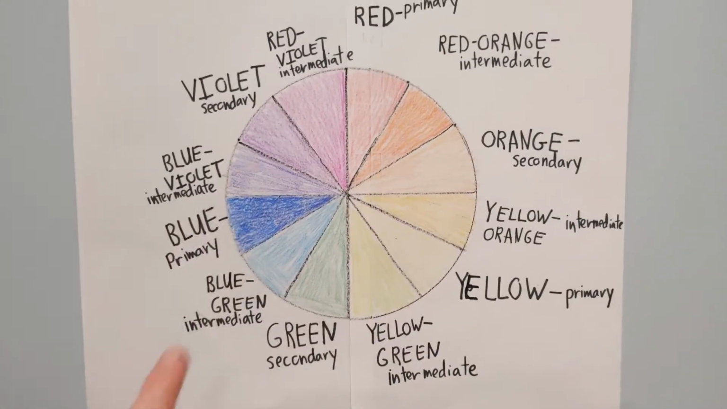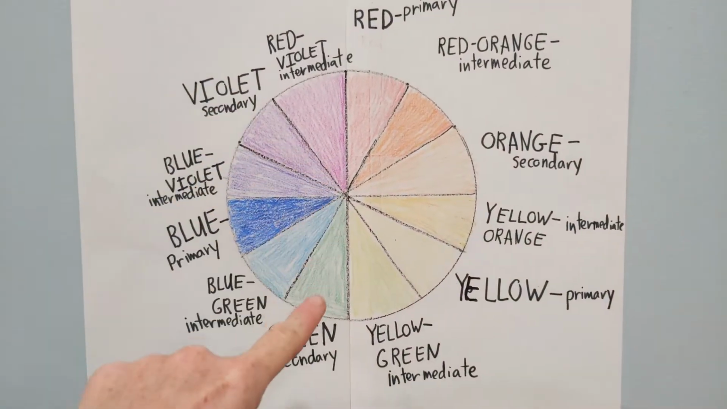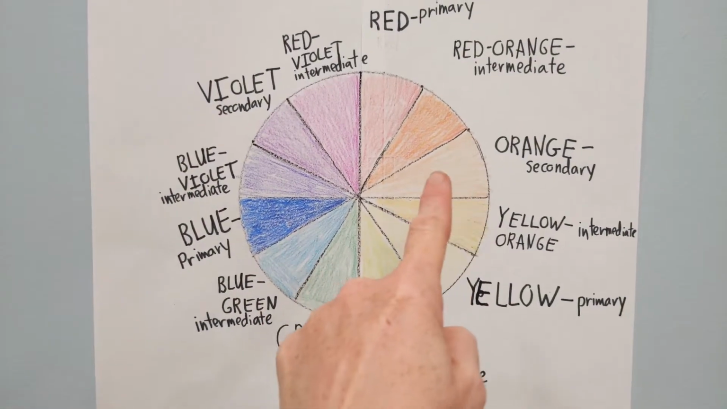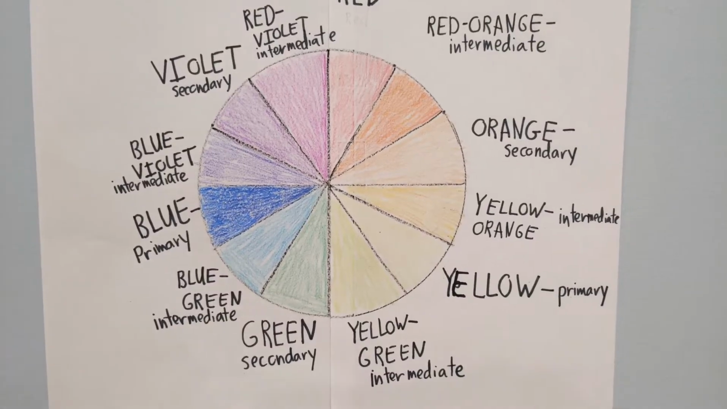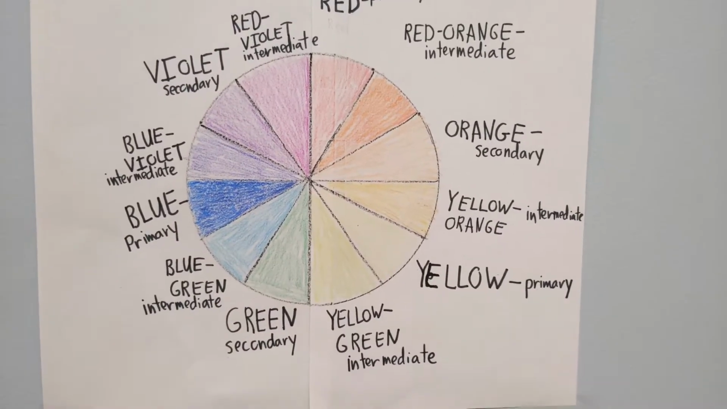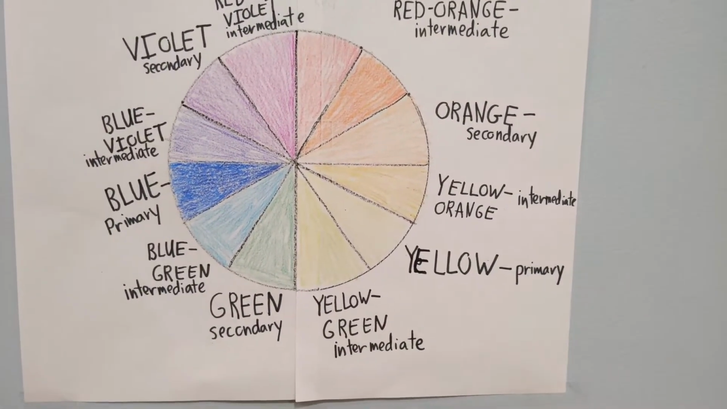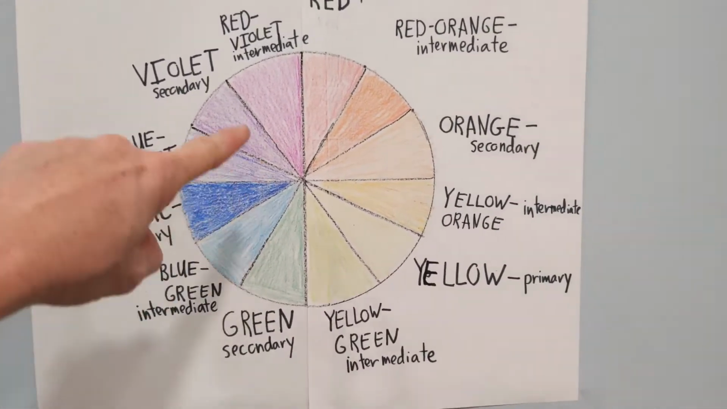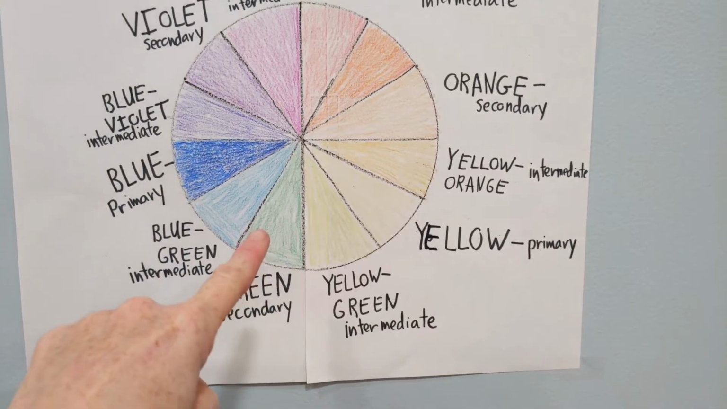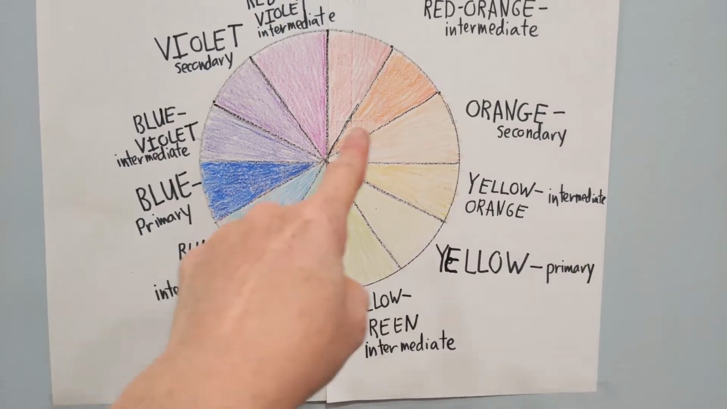Our secondary colors are violet, green, and orange. And I always try to think the reason that we call them secondary is they're made by mixing two primaries. So our secondaries, yet again, are violet, green, and orange.